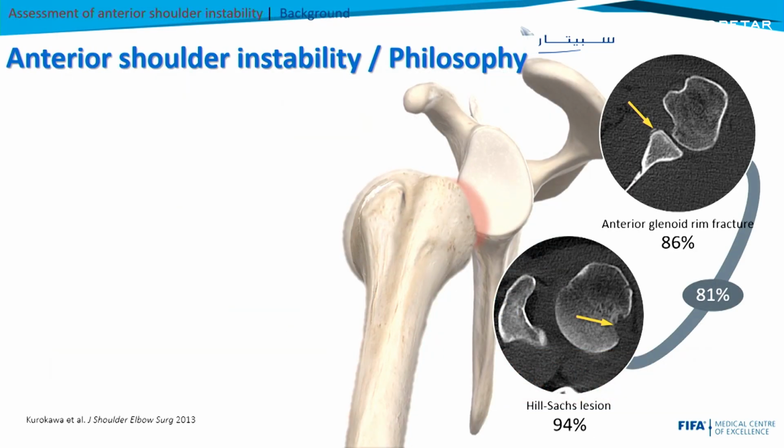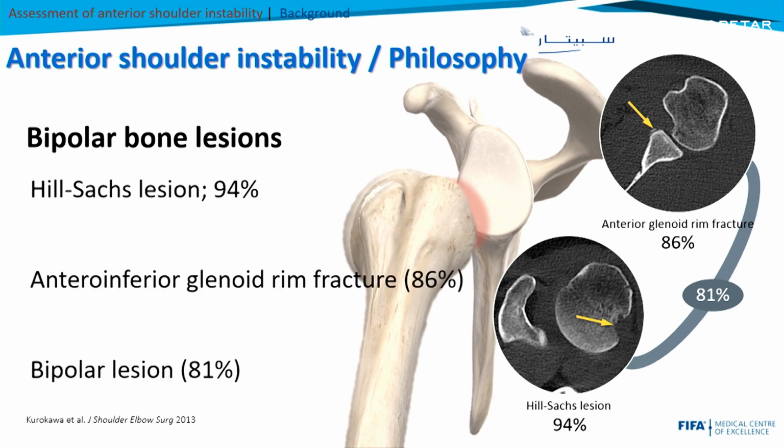But we all know for instability philosophy, it's a bipolar lesion. We need to figure out that something also happens on the humeral side. So after first dislocations, almost 80% have both parts affected. So we need to go with the glenoid part, and then go to the humeral part, and decide what kind of treatment we need. So how do you think the shoulder dislocates? Did you ever think about it?